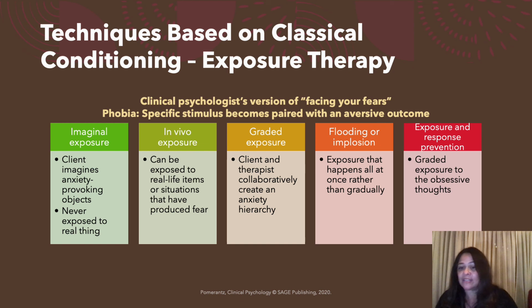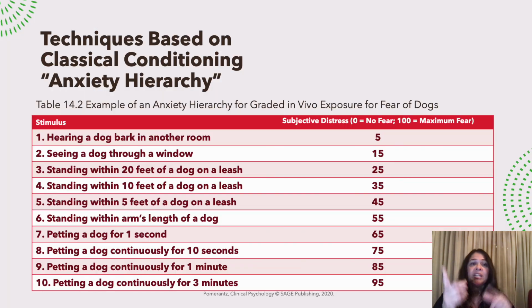Okay, I mentioned that anxiety hierarchy that happens with graded and in vivo exposure experiences, because you can have graduated and in vivo experiences. For example, this is an anxiety hierarchy for graded in vivo exposure for fear of dogs. Notice here that you have the stimulus, which is hearing a dog bark in another room. That's low intensity, right? And the subjective distress on a scale of 0 to 100 is a 5.